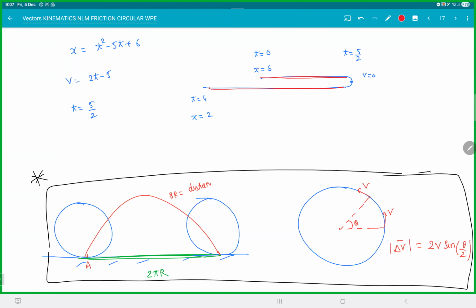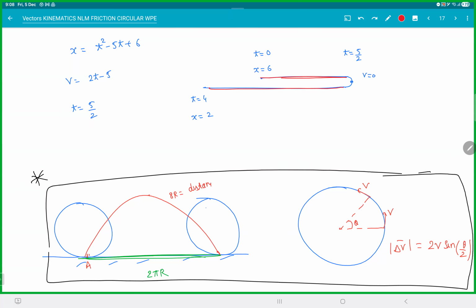And I hope you remember this result. If a wheel is rolling on a floor, every point on the wheel will cover a distance of 8r. The distance is 8r. Displacement is 2 pi r. And remember that's a cycloid, right?